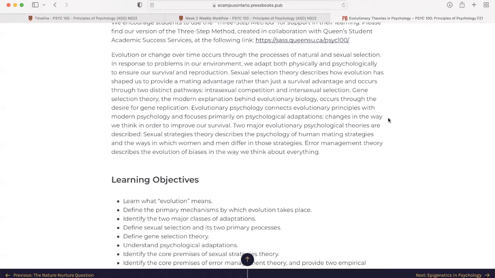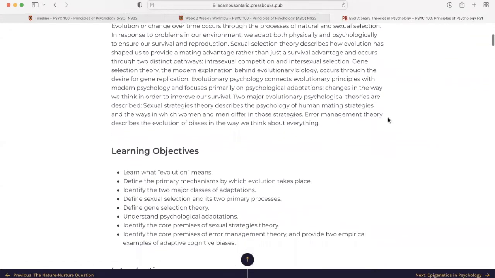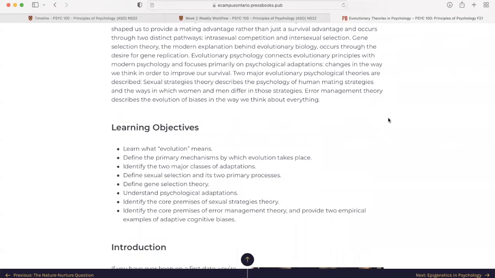Two major evolutionary psychological theories are described. Sexual strategies theory describes the psychology of human mating strategies and the way in which women and men differ in those strategies. Error management theory describes the evolution of biases in the way we think about everything.